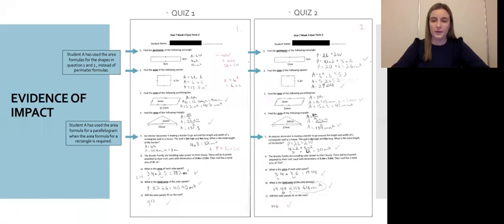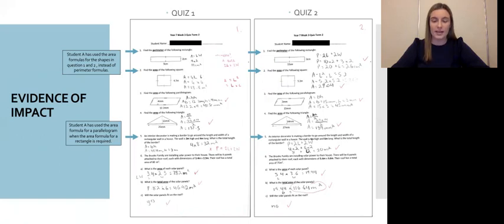Evidence of improvement can also be seen through student A's quizzes. As you can see in the first quiz, for question 1, student A used the area formula to find the perimeter of a rectangle. And in question 2, they used the perimeter formula of a square to find its area.